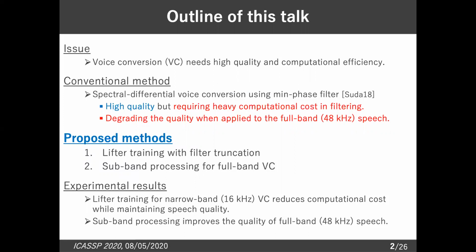One of our proposed methods is a lifter training method with filter truncation. Furthermore, we also introduce subband processing for high-quality full-band voice conversion. Experimental results show that our lifter training method for narrowband VC can reduce computational cost while maintaining speech quality. And our subband processing method improves the quality of full-band speech.